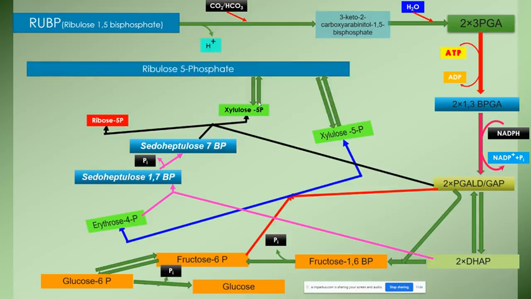Next, this xylulose 5-phosphate produces ribulose 5-phosphate by the enzyme epimerase. And ribose 5-phosphate also produces ribulose 5-phosphate by the enzyme isomerase. Then ribulose 5-phosphate, with the addition of 1 ATP, will again produce ribulose 1,5-bisphosphate. Now this is the regeneration of RuBP. Clear?